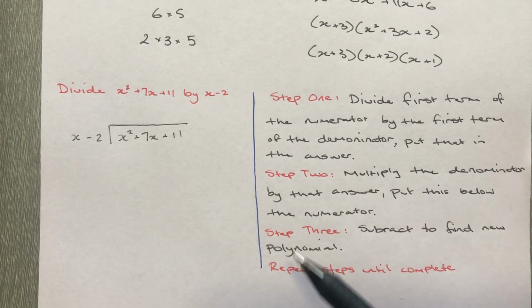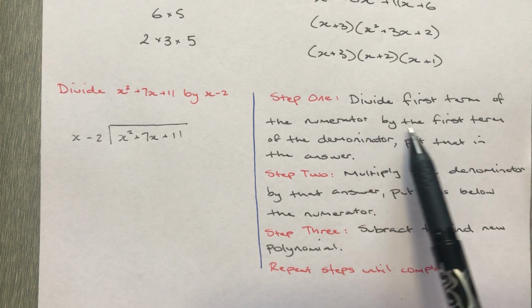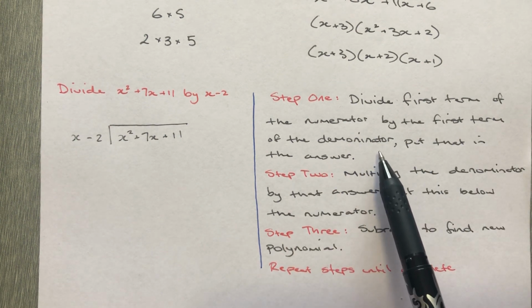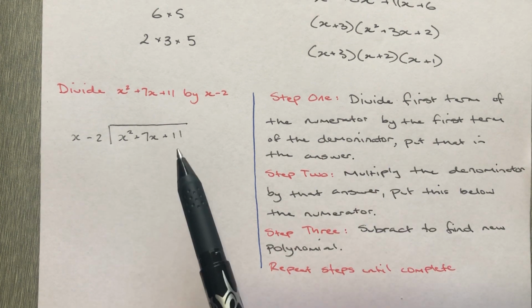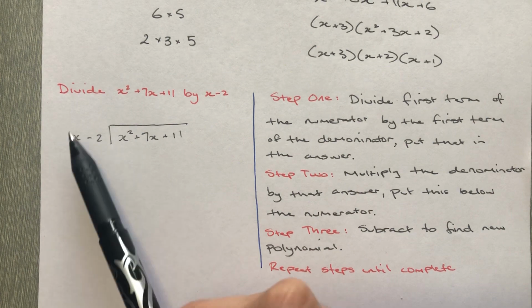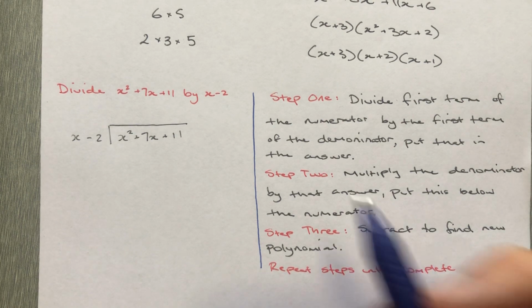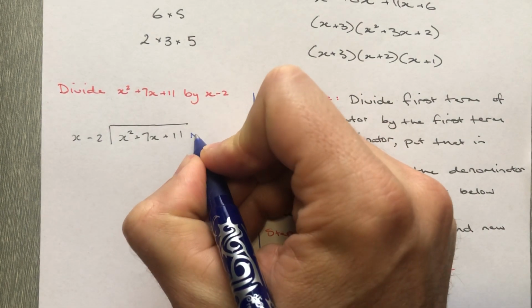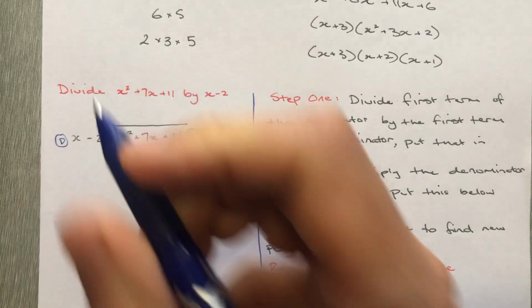Let's start following these steps here. It says divide the first term of the numerator by the first term of the denominator. Let's work out which one's which. If we're dividing, this one would be up the top, so it's a numerator. This one's down the bottom. I'm going to put a little n and d there, just so we know which one's which when we're referring to our steps. So this one's the numerator, and this one here is the denominator.